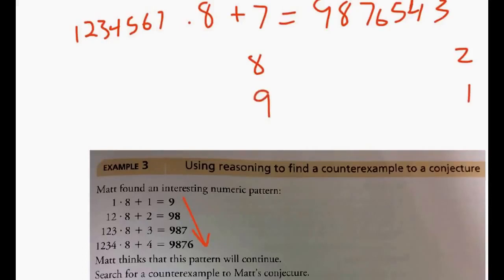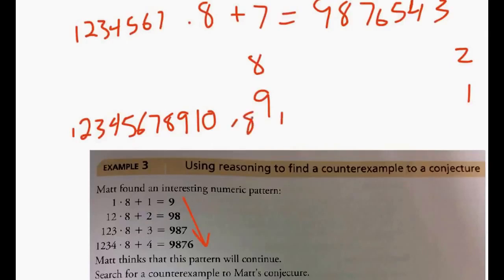But what happens now if we go beyond 9? So let's try 1, 2, 3, 4, 5, 6, 7, 8, 9, 10. I don't know if that works with a 10. Times 8 plus 10. So let me try that on my calculator. 1, 2, 3, 4, 5, 6, 7, 8, 9, 10 times 8 plus 10, and now it doesn't follow the pattern.